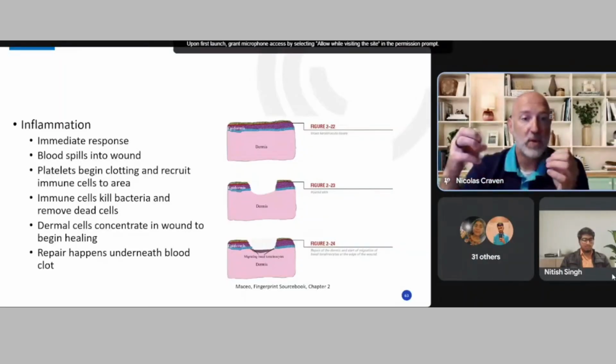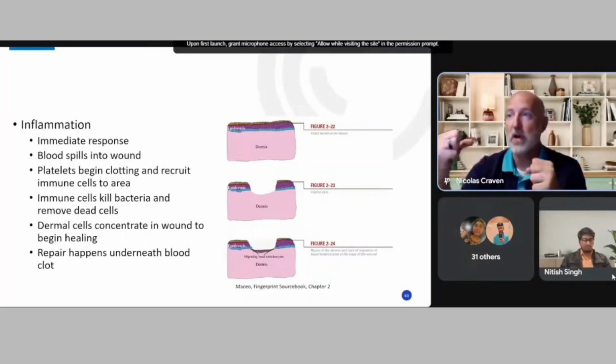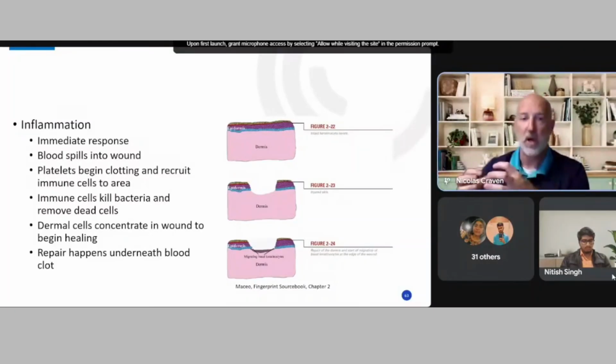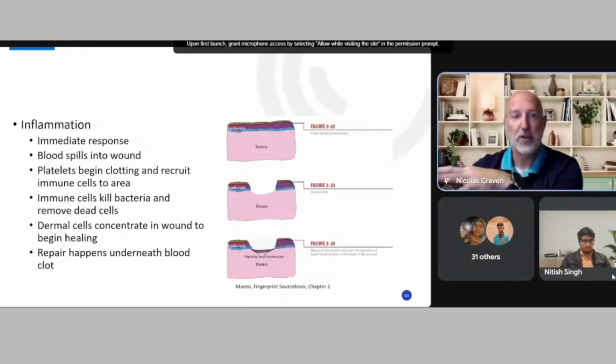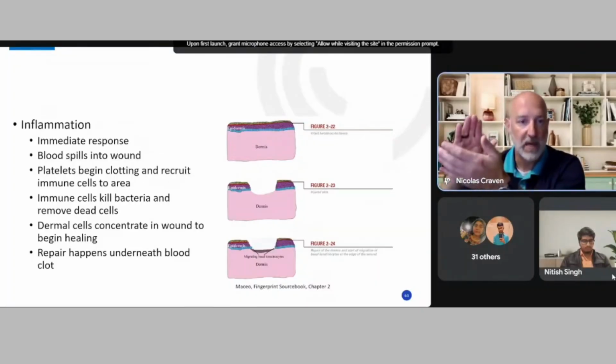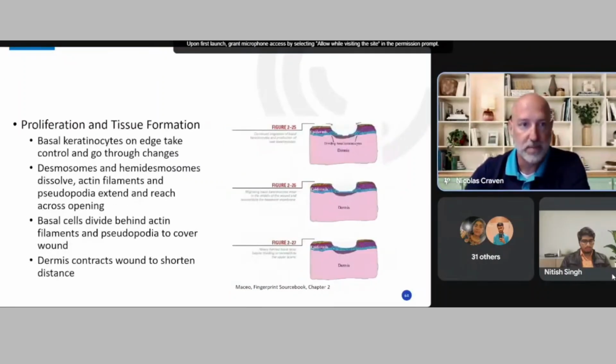And then the dermal cells will concentrate on wound healing, and repair starts going on underneath that blood clot. For purposes of these images, just assume that there's blood and a blood clot over the wound. The images are just showing what's going on underneath that blood clot, but for illustration purposes we're showing it without the clot, but it would normally be there, starting to scab over or having some kind of cover to protect you as it's healing underneath.